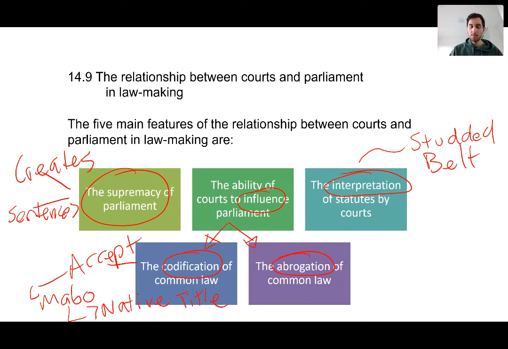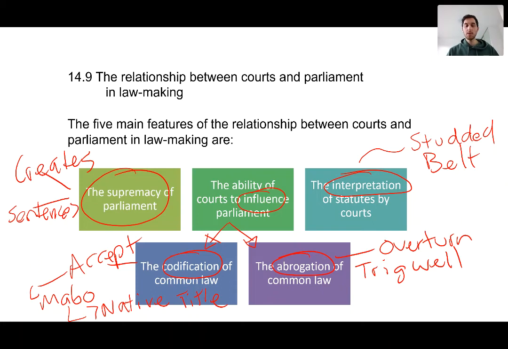Abrogation is the opposite of that. That's when Parliament doesn't really like the decision made by courts and decides to overturn it and make their own law that does it differently. Our example of that is something that we've looked at in the past already. Trigwell is our example of that happening.